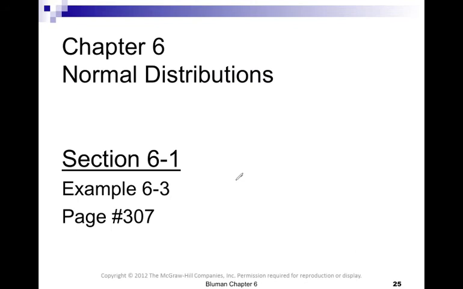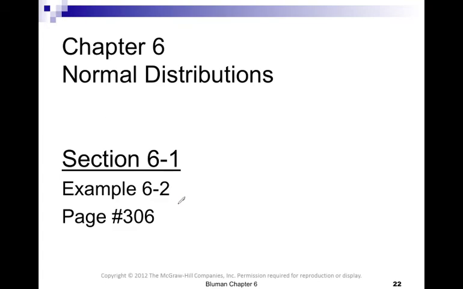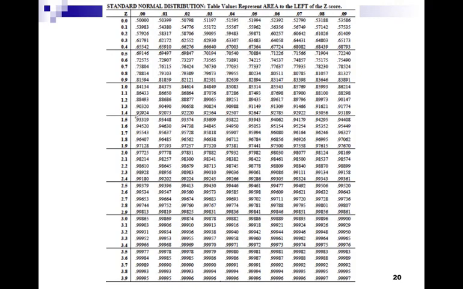All right, here is section 6.1, example 6.3. We've got a negative and a positive z-score: negative 1.37 and 1.68. I'm going to just go back. It's going to be kind of jumpy for a while, but let's go back to the positive one. And we want 1.68.